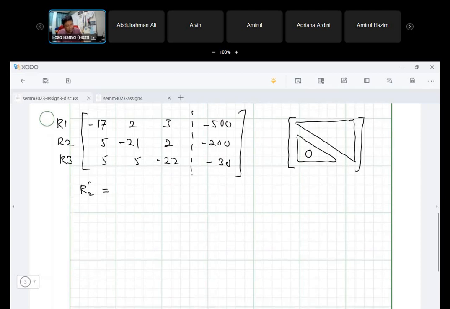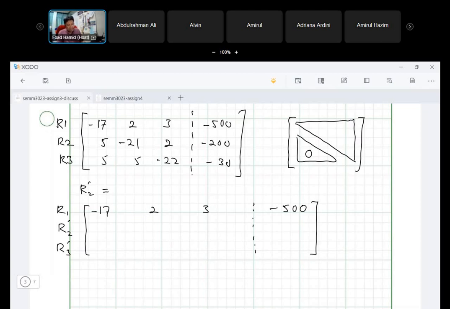Let me write this first. Okay, let me write the augmented matrix again. 17, 2, 3. Maybe we need more room here. Make it bigger here. So 3, minus 500. So now this is still row 1, but now this is my new row after first iteration, R2 prime and R3 prime.